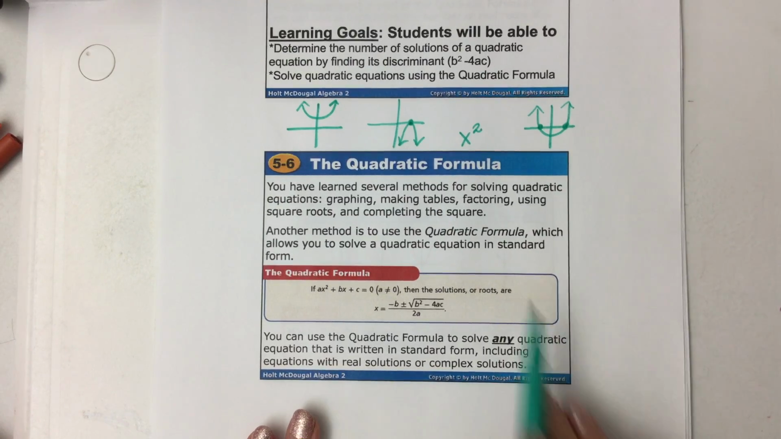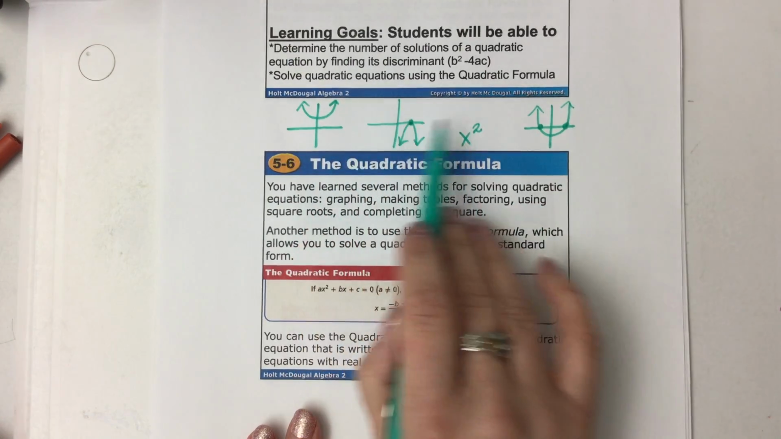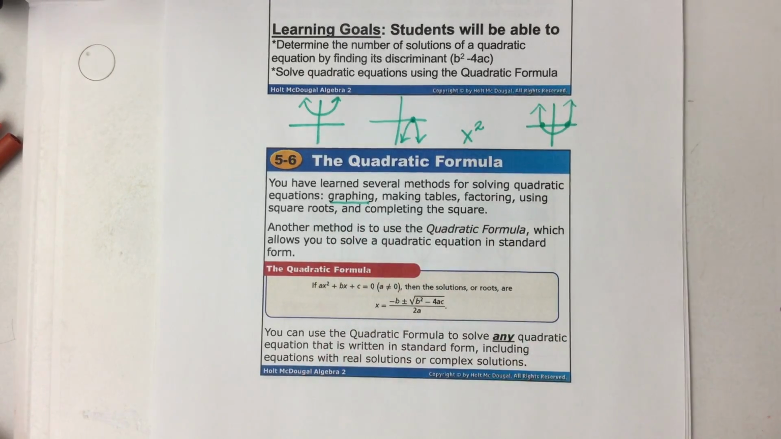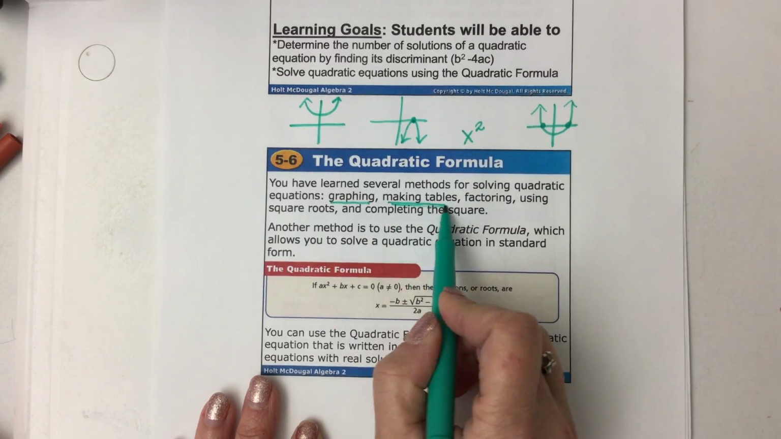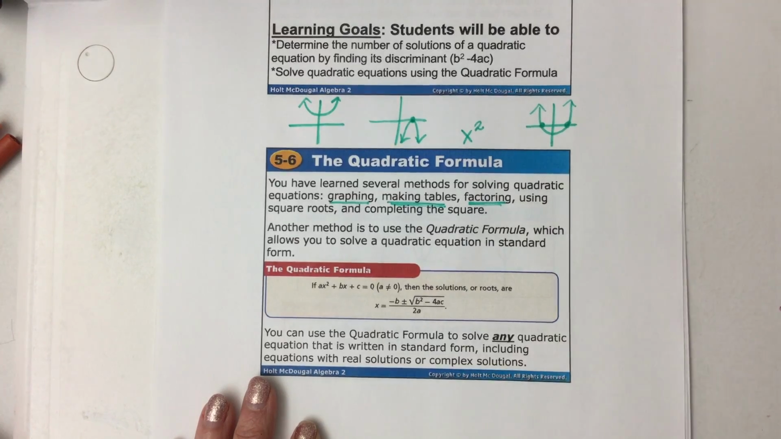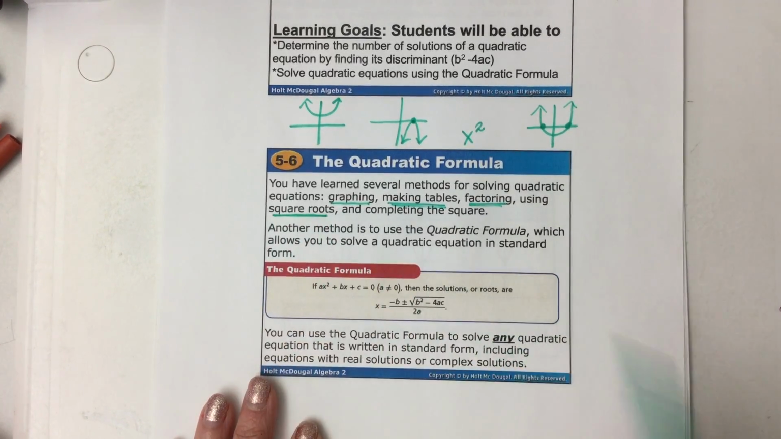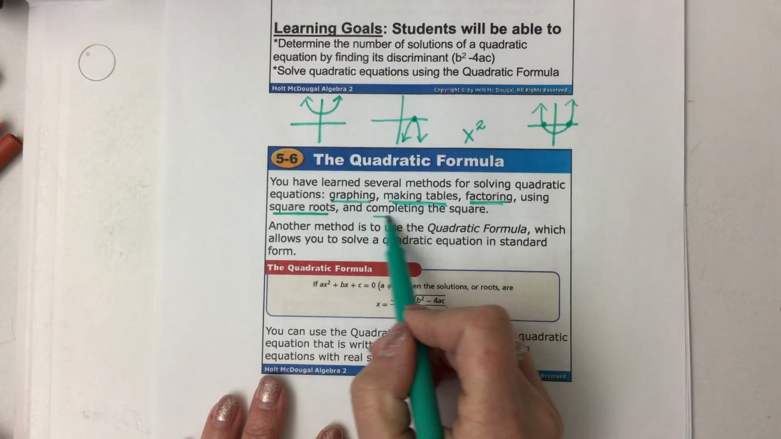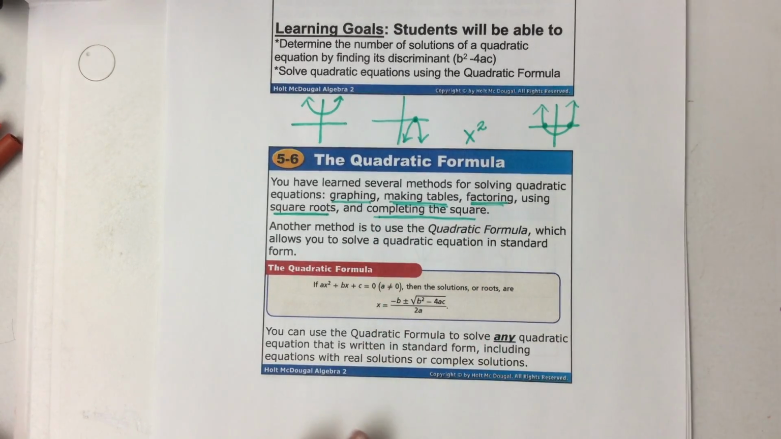Okay, so the way that we have solved quadratics, trying to figure out where that parabola touches the x-axis, we have graphed. We used Desmos.com. In 5.1, we did an XY table, and we went ahead and drew a parabola on a coordinate plane that way. Again, that was 5.1, making tables. We've done factoring. We've used square roots. So in order to cancel a power of 2, you have to take the square root of each side. And we have done the complete the square process.